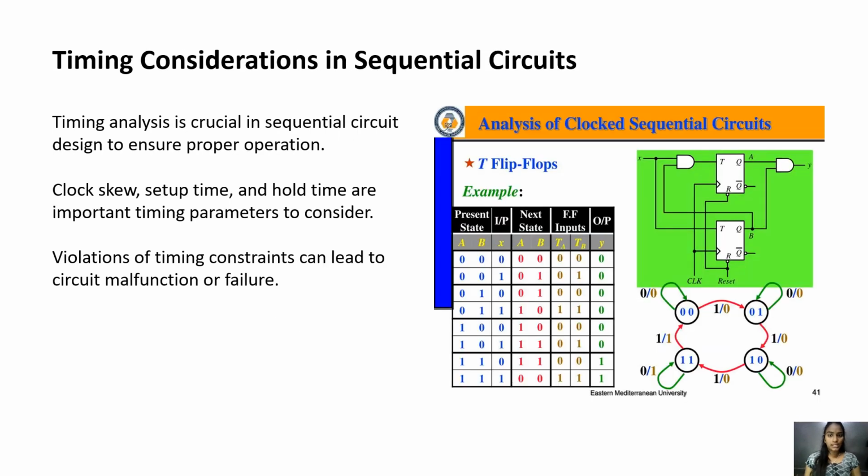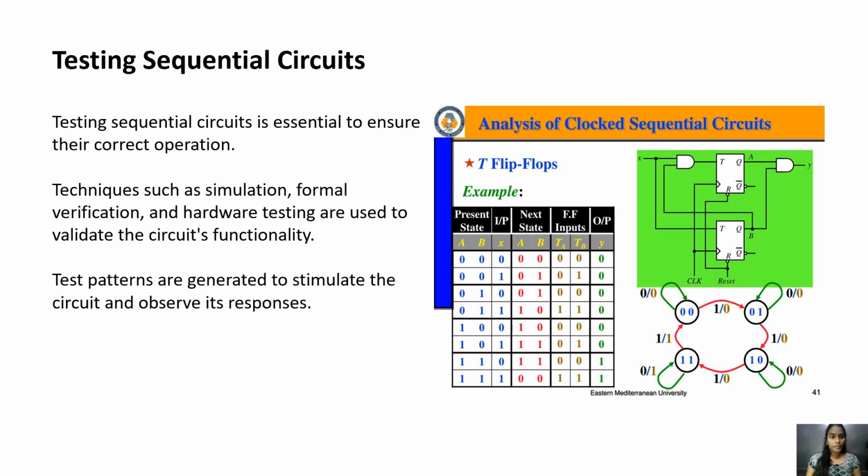Timing considerations in sequential circuits. Timing analysis is crucial in sequential circuit design to ensure proper operation. Clock skew, setup time, and hold time are important timing parameters to consider. Violations of timing constraints can lead to circuit malfunction or failure.